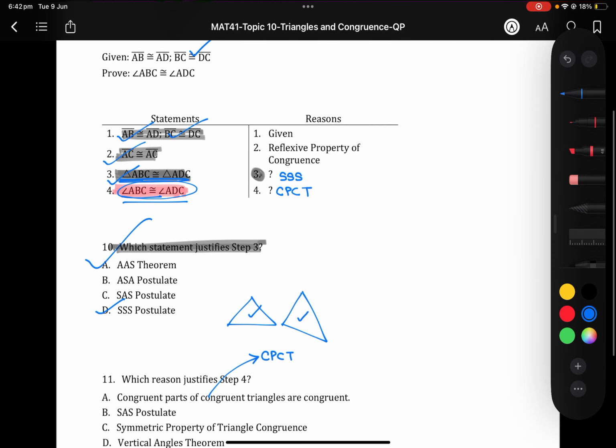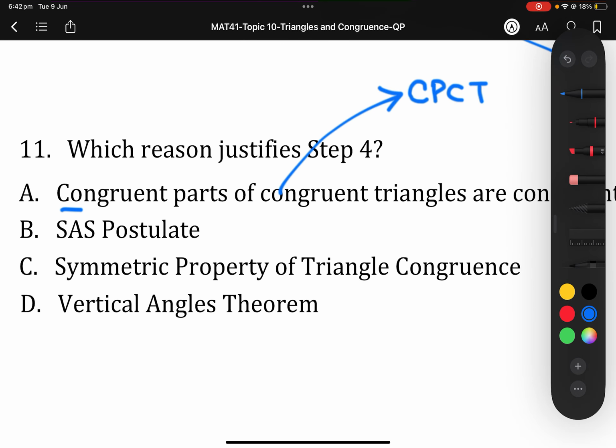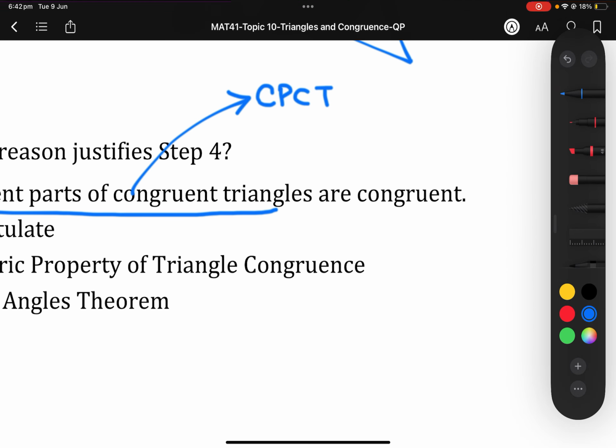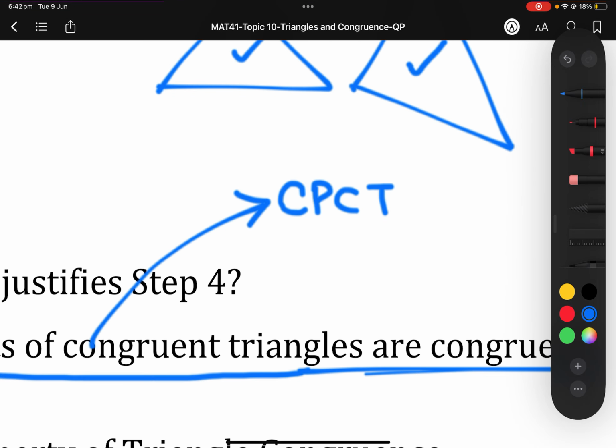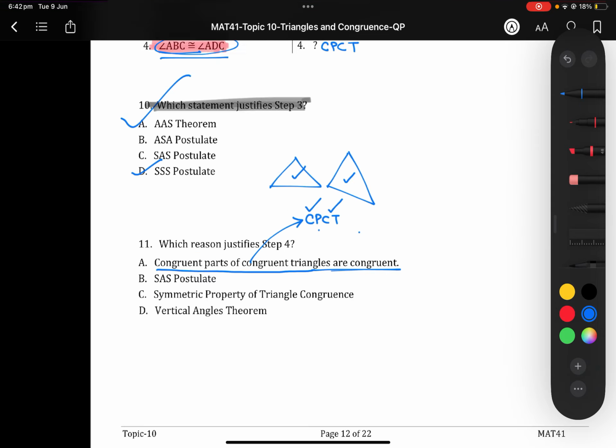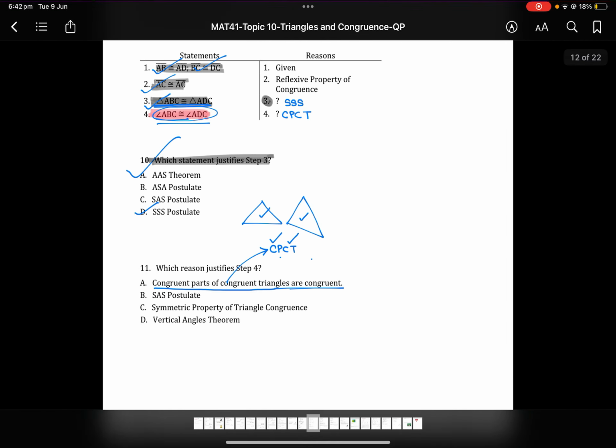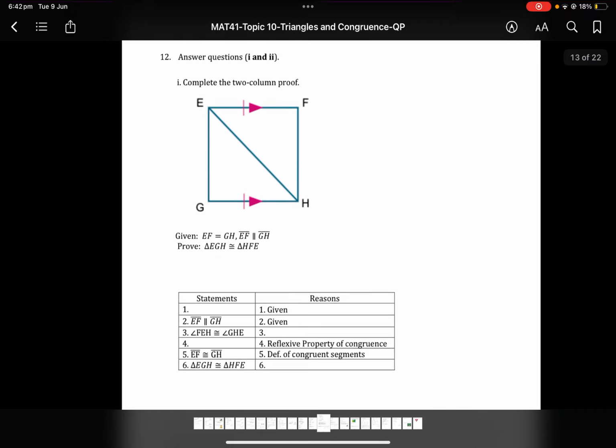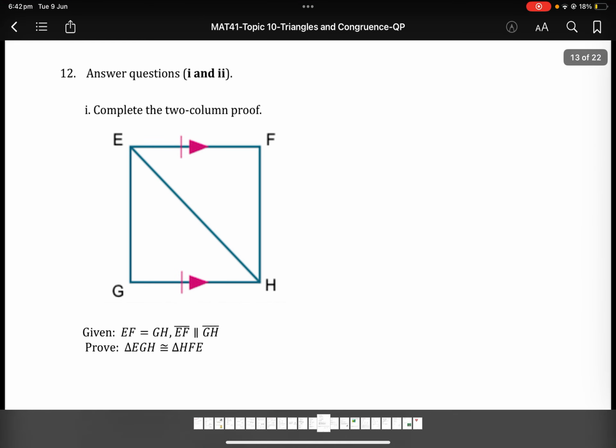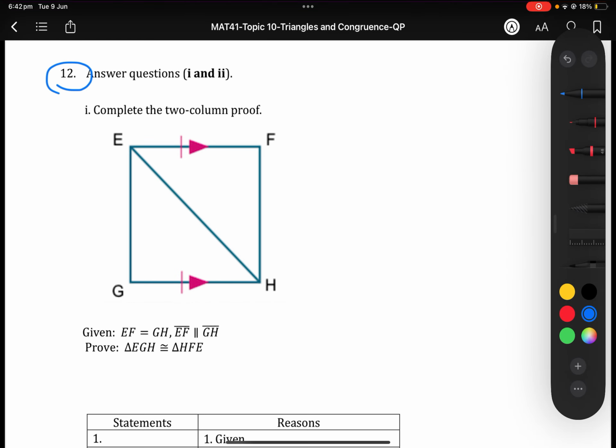Now what does CPCT stand for? It stands for congruent parts of congruent triangles are congruent. If the congruent parts are there of the congruent triangles, then for triangles 1 and 2, they'll be the same. Okay, this is the reasoning type of question that has been asked. This type of question, the 12th question, is given to you in your examination revision worksheet, the quizzes worksheet.